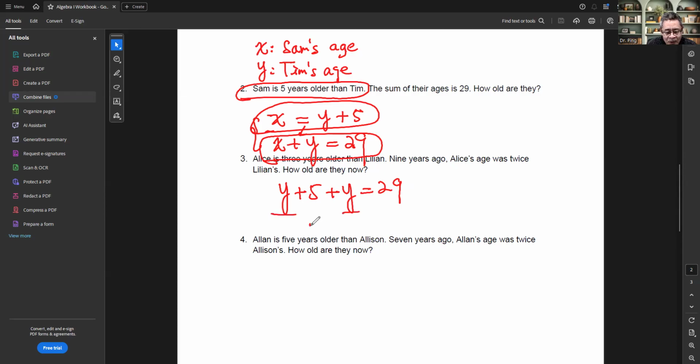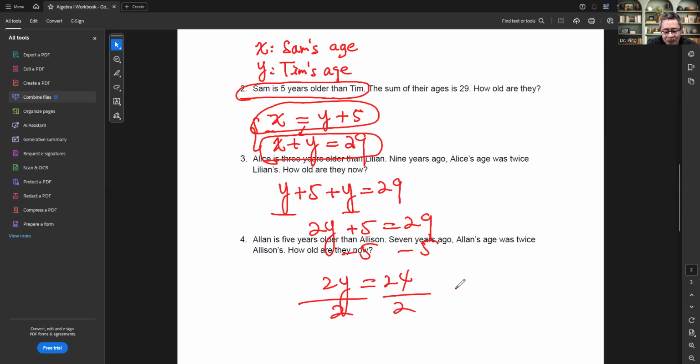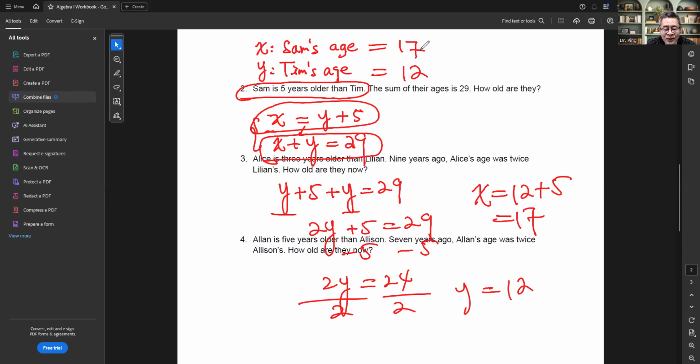Then we got Y plus Y, 2Y plus 5 is 29. Minus 5 on both sides. Then 2Y is 24. We divide by 2. Then Y is 12. And so therefore our X will be 12 plus 5. That gives us 17. So we know Sam's age is 17 and Tim's age is 12. Now we can see that 17 is 12 plus 5, and 17 plus 12 is 29. So we know we got them right.